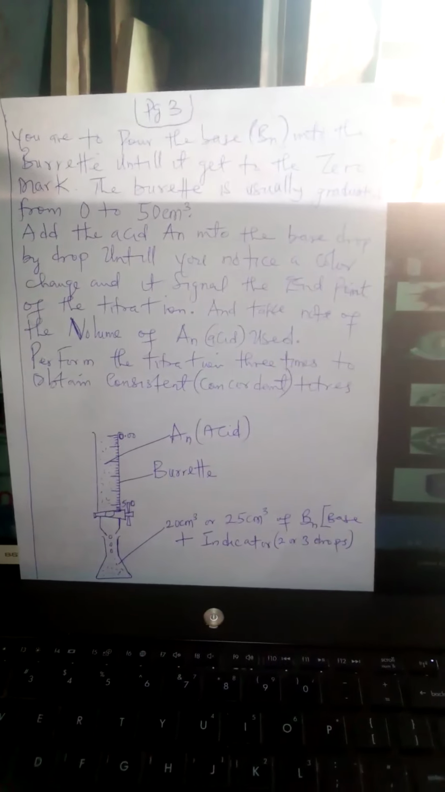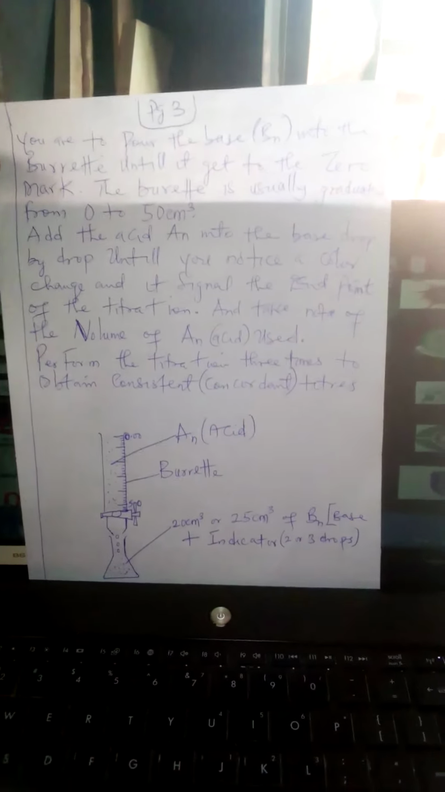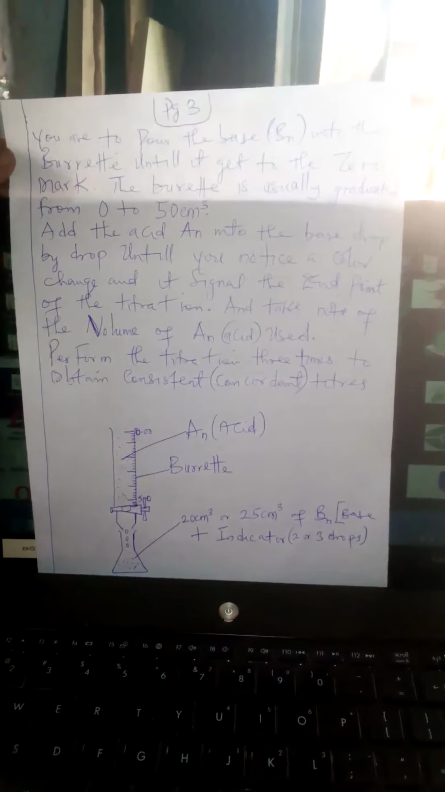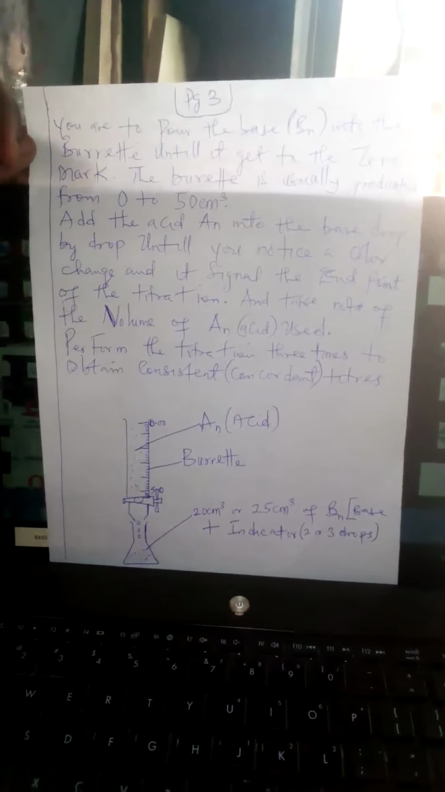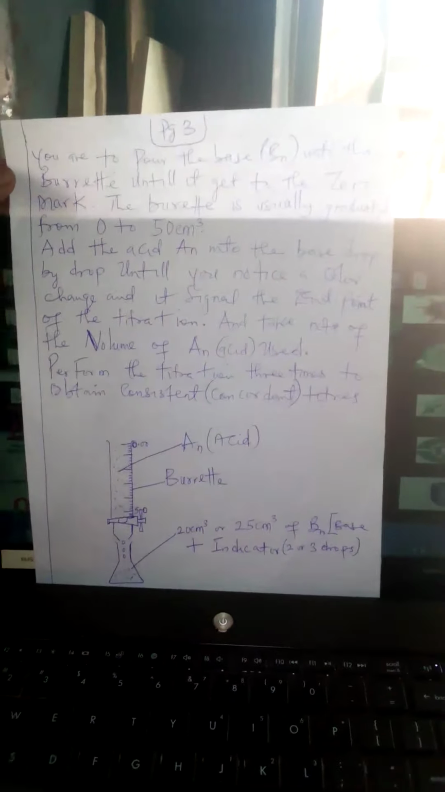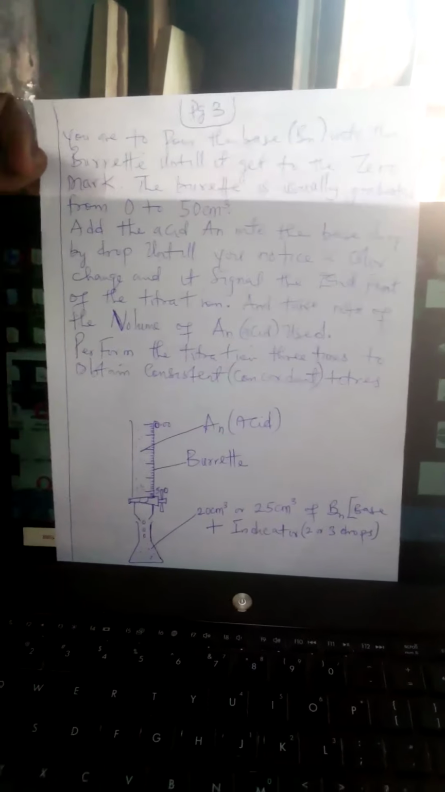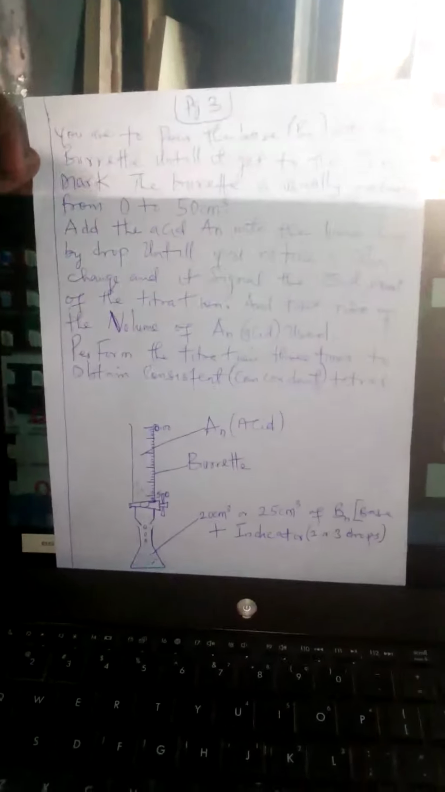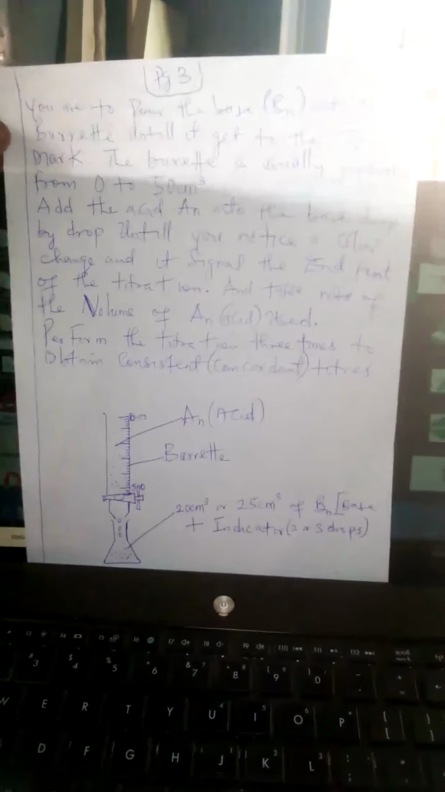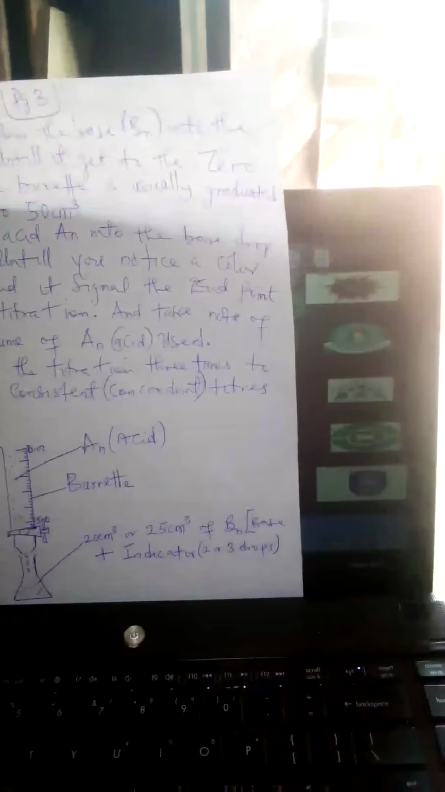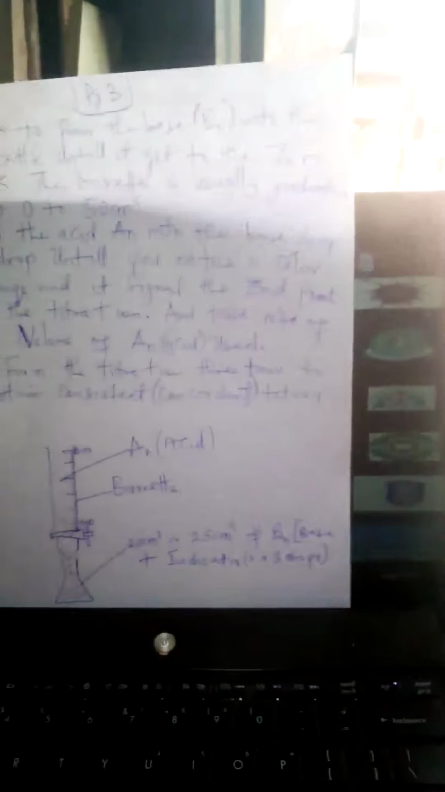You have to put Bn into the burette, because it is there. You don't pipette acid. So you pipette, they will not tell you it is acid. Sorry, if it is An, then there is a mistake there. So you have to put An, not Bn. Put An into the burette until you get to the 0 mark.